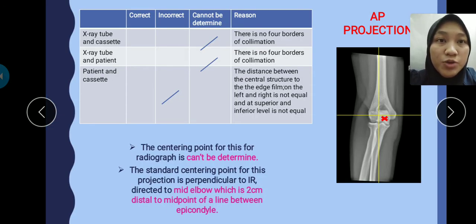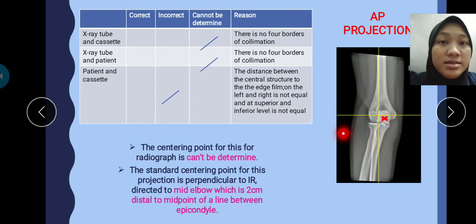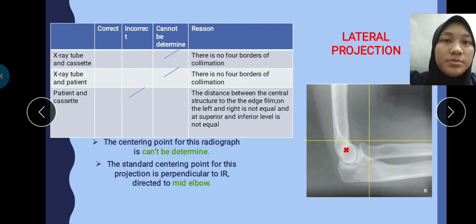For alignment between axis tube and cassette, this cannot be determined because there are no four borders of collimation. For alignment between axis tube and patient, also cannot be determined because there are no four borders of collimation. And the alignment between patient and cassette is incorrect because the distance between the central structure to the edge of the film on the left and right is not equal and at superior and inferior level is not equal. So we can see at this radiograph. So the centering point for this radiograph cannot be determined because there are no four borders of collimation, and the standard centering point for projection AP elbow is mid elbow, which is 2 cm distal to midpoint of the line between epicondyle.